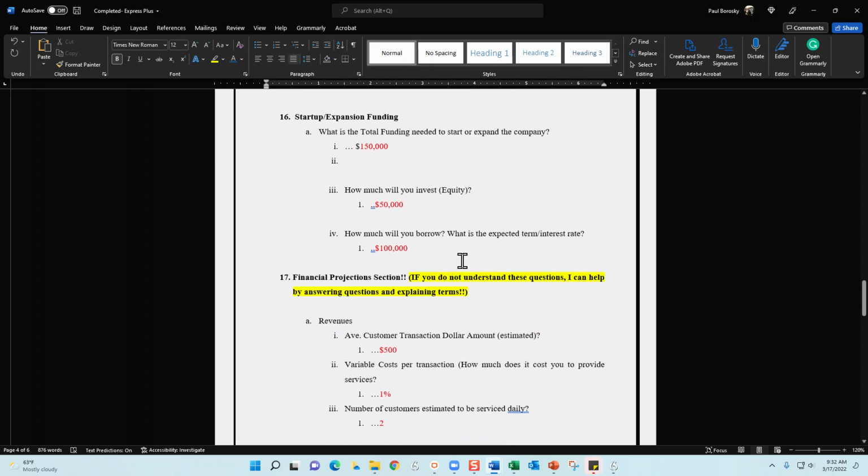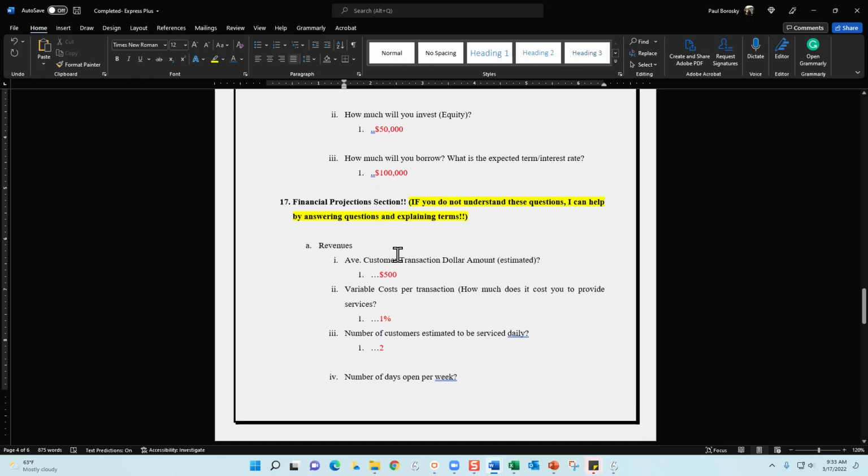For question number 16, expansion funding. So startup or expansion funding. So this question right here is how much total funding do you need in order to start operations or to expand? So for example, what we're doing here is I'm going to need $150,000 to expand. I'm going to invest out of my pocket equity investment, $50,000, and I'm going to be borrowing $100,000. So for these 3 questions right here, question 2 and question 3 need to add up to the total funding. So here's the total funding, how much you need total, how much are you going to put out of your pocket, put right here, and then how much are you going to borrow, put right here.